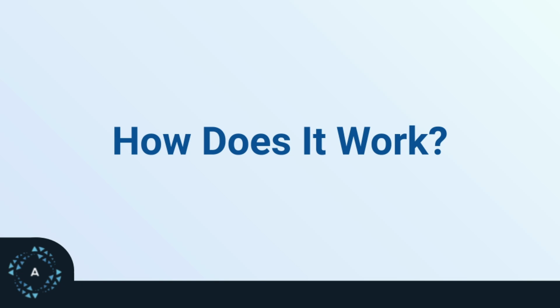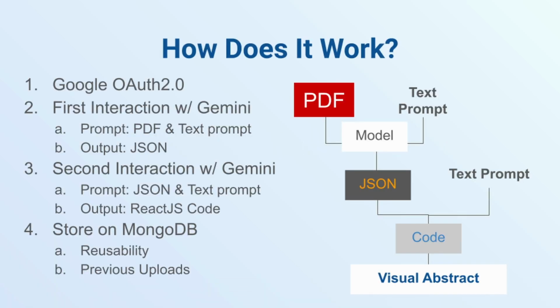Now let's get into how Abstractify actually works. Abstractify utilizes two interactions with the Google Gemini 1.5 Pro model to generate visual abstracts. We chose Gemini for its capabilities in generating code, as well as the abundant tokens provided. When users upload a PDF file of a research paper, an API call is made to the backend, and the PDF is used together with a text prompt we have carefully written. We were able to prompt engineer Gemini so that it outputs key elements of the research paper with the type of form that is most suitable to be used in the visual abstract.